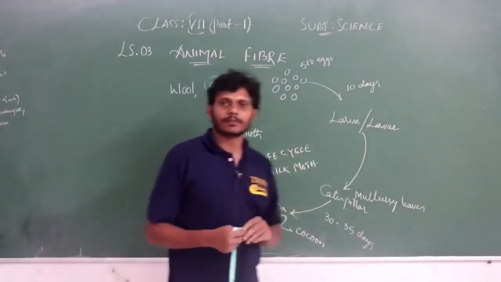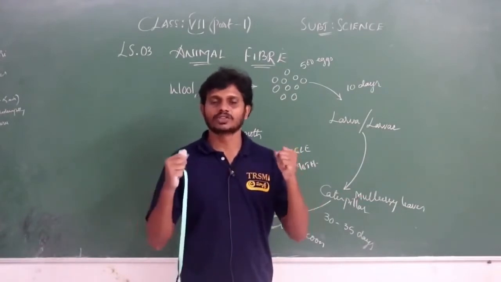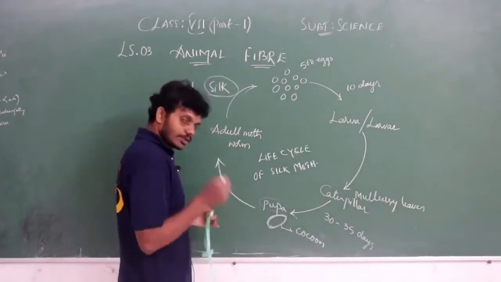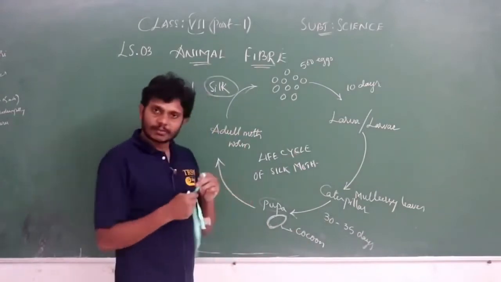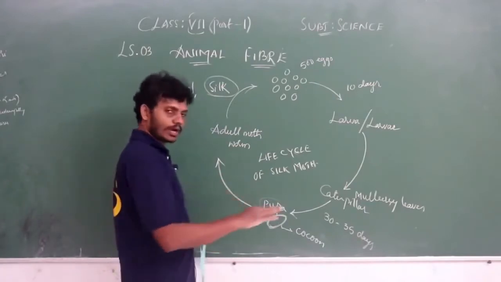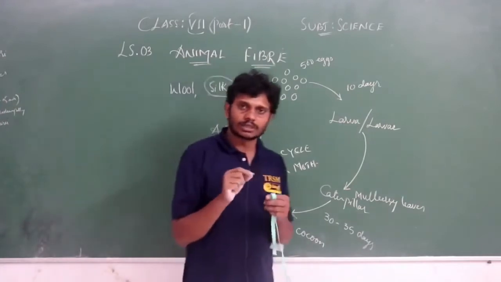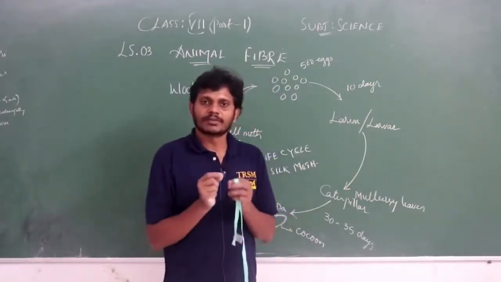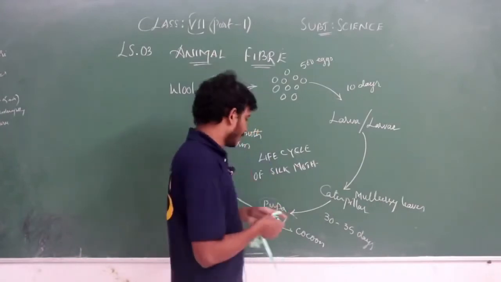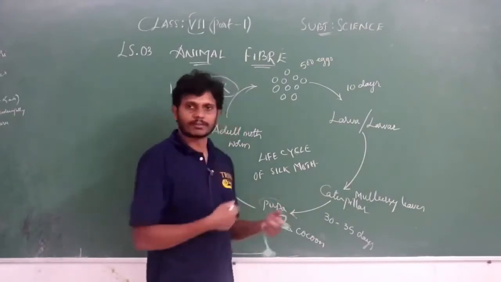For a good quality fiber, it should be lengthy, it should be shiny, and it should remain strong. So to avoid breakage of the fiber, they dump the cocoons in hot water. As a result, what happens? The fiber present around the cocoon becomes loose, and later they can obtain all this fiber.